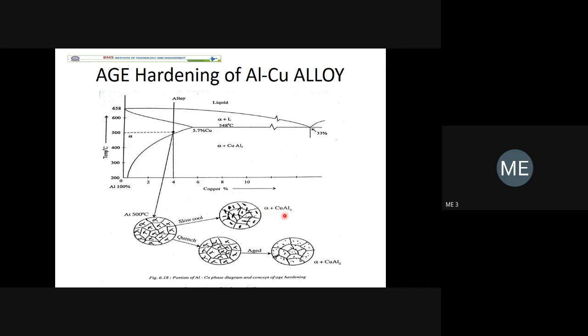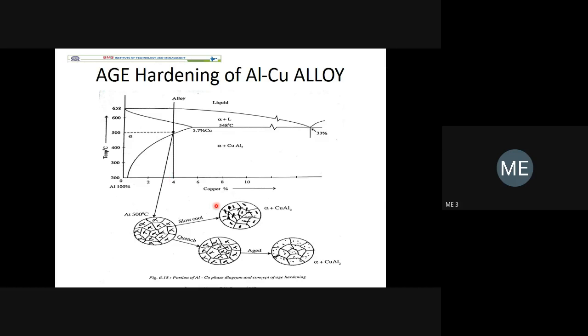Even though we have alpha plus CuAl2 here as well as in a regular heat treatment process, that process is completed within a few minutes: quenching, then aging, so a few minutes. But here it takes place after 1 week or 2 weeks or 3 weeks. So there we are getting a different microstructure. Because of that, the hardness change, the transformation from alpha phase to a different phase, takes place over a period of time, 1 week or 2 weeks or 3 weeks. That everything depends on the temperature at which you are keeping it. Because of that, it is referred to as the age hardening process.